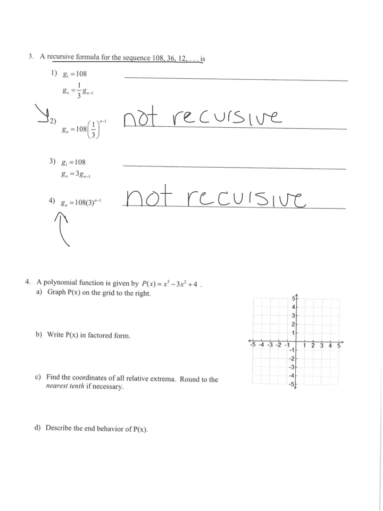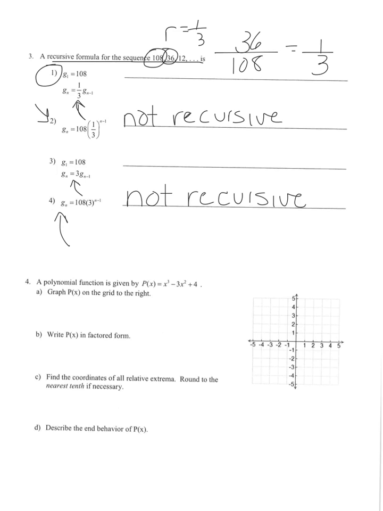Now, choices 1 and 3 are recursive, but I notice the difference between them is simply, are we multiplying by 1/3 or are we multiplying by 3? So if I take my second term, which is 36, and divide it by my first term, which is 108, I get that the r value, or the multiplier for this sequence, is 1/3. So I do know that it's going to be choice 1.